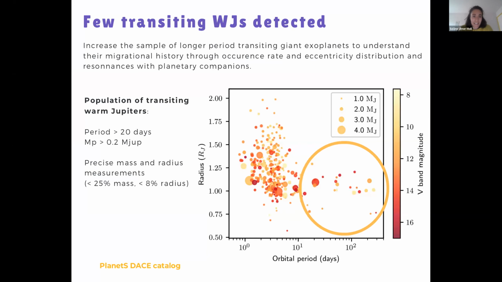So I will start by saying that actually few transiting warm Jupiters have been detected so far. You see here the radius versus orbital period of planets with precise mass and radius measurements. And I circled in orange the type of planet that I'm interested in. So usually around Sun-like stars, the warm Jupiters have a period larger than 20 days, and I'm interested in massive planets, so gas giants.